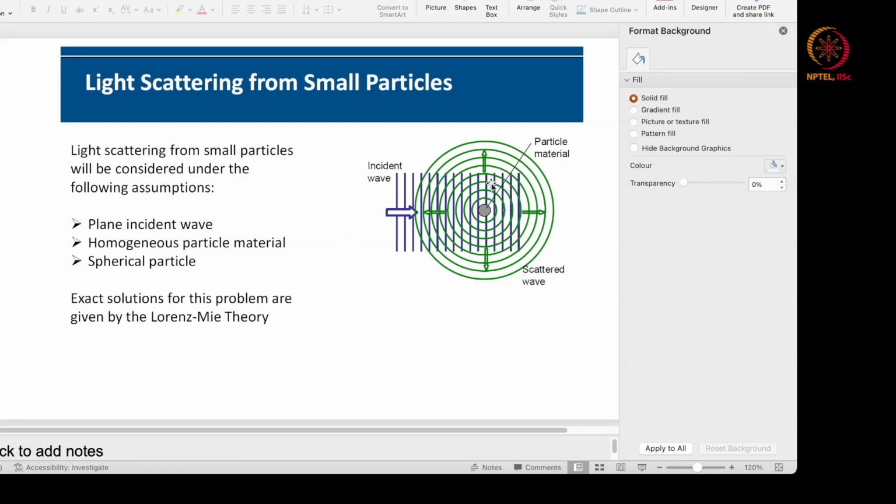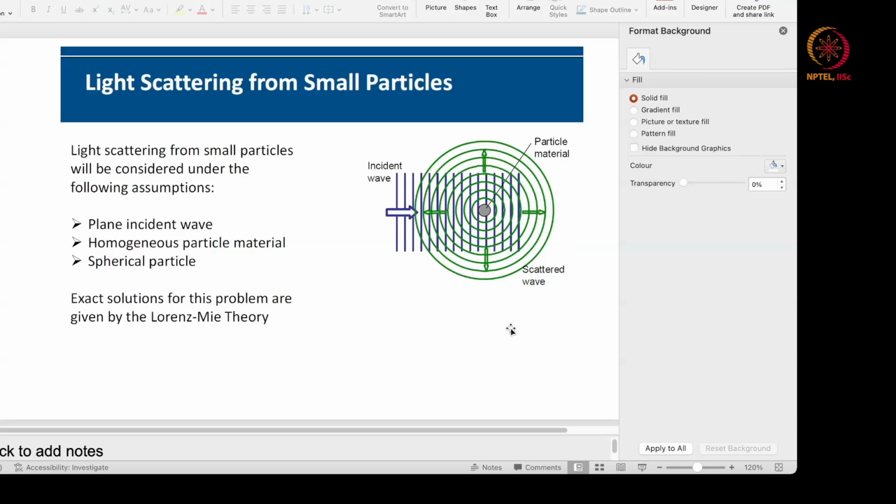So light scattering from small particles is considered under the following assumptions: there is a plane incident wave and a homogeneous particle material. Basically, this is the particle, and it is a spherical particle. The exact solutions were given by Mie, or what we call the Lorenz-Mie theory. What happens is that there is an incident wave which falls onto this particle, and there is a lot of scattered wave in all directions. You can see these are the scattered wave fronts in all directions.